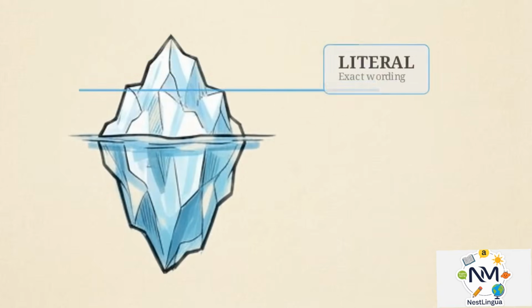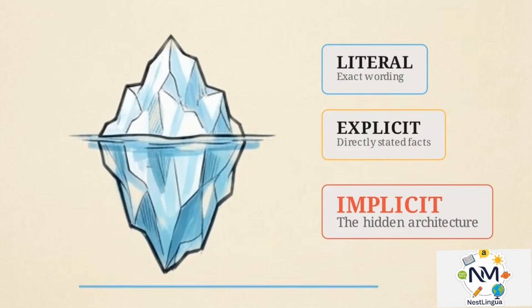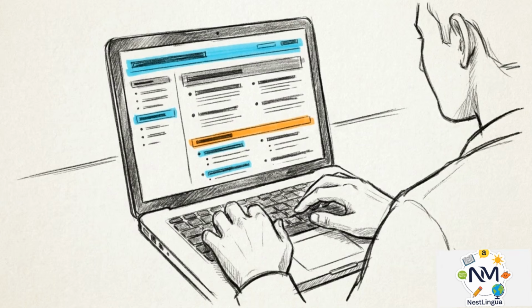Identifying these three layers allows you to see the hidden architecture of a sentence, helping you decode exactly how a writer builds a message without ever stating it directly.